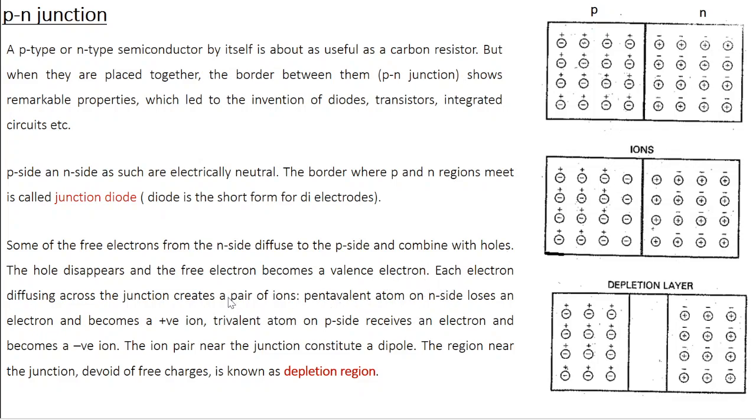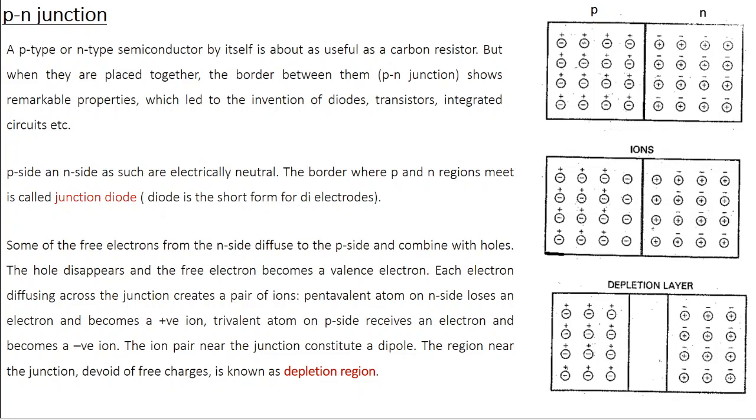Now during this diffusion, an electron creates a pair of ions, because when the electron leaves the n side, the pentavalent atom on the n side loses an electron. As a result, it becomes a positive ion. When the electron combines with the hole on the trivalent atom, the trivalent atom on the p side receives an electron, and in the process it becomes a negative ion. So each electron crossing the junction creates two opposite ions, a positively charged ion on the n side and a negatively charged ion on the p side. So you have a pile of positive ions here, a pile of negative ions here. So essentially you are creating a dipole.